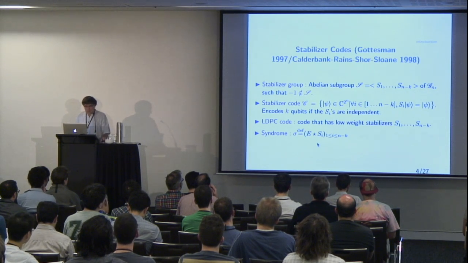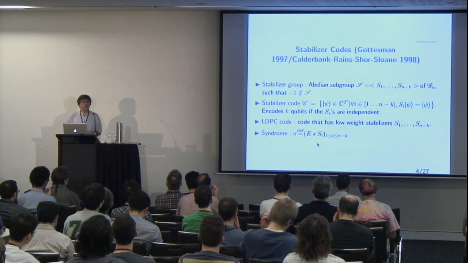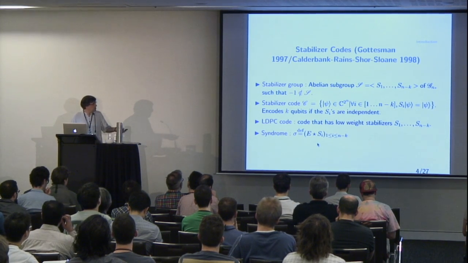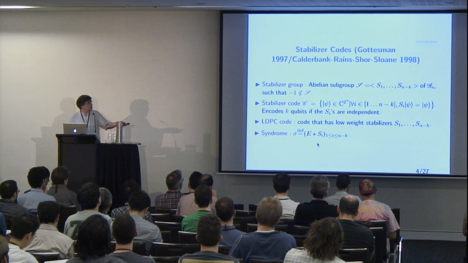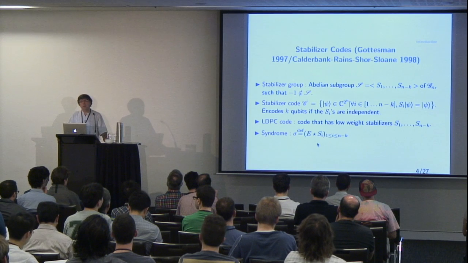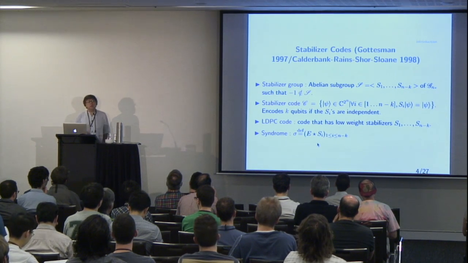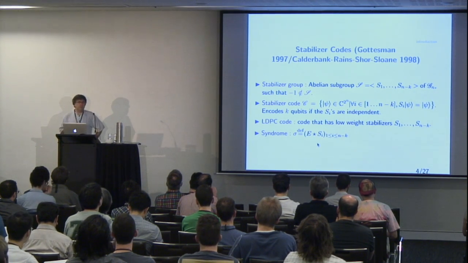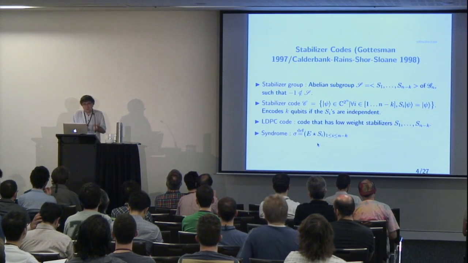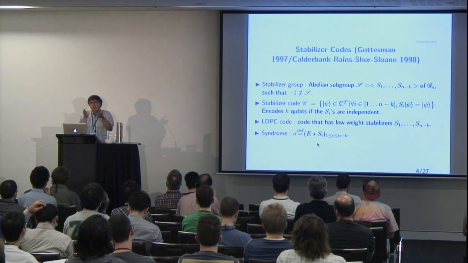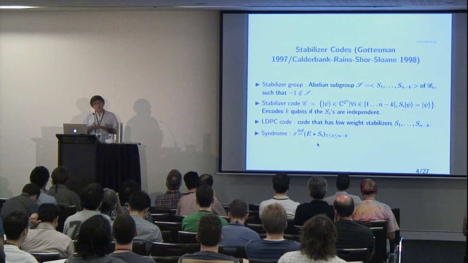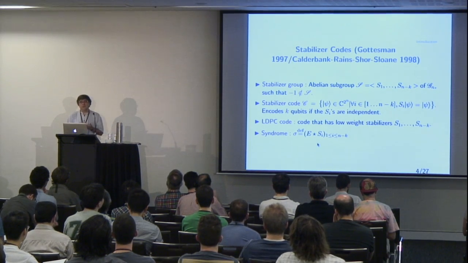And what does it mean now, a quantum LDPC code? Well, it's just a code for which there exists a set of generators which have low weight. So this is already something that you might need in practice. Low weight means here that you perform measurements involving a very small number of qubits, and it's good actually in the fault-tolerant setting for obvious reasons.